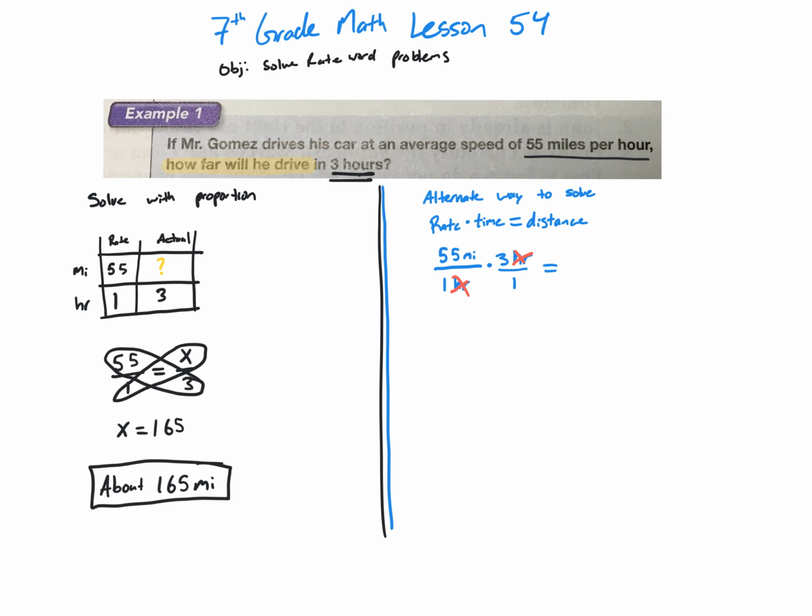Sorry, so this is going to equal the distance, which is what we're looking for, right? How far did he drive, the distance? So the left-hand side is going to be 55 miles times 3, which is going to be 165 miles, is equal to the distance. So again, I can say about 165 miles.